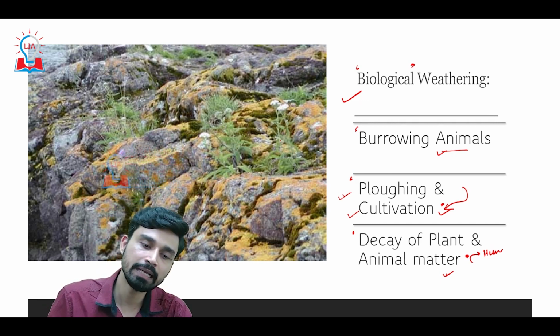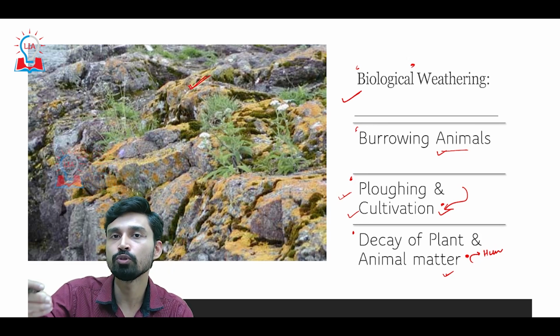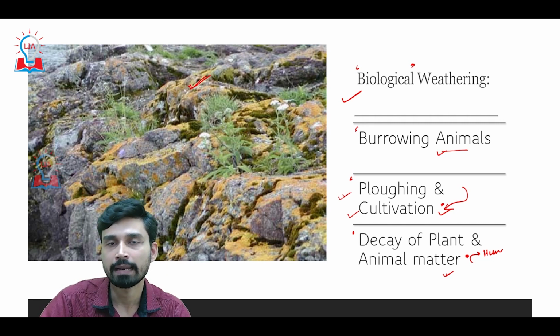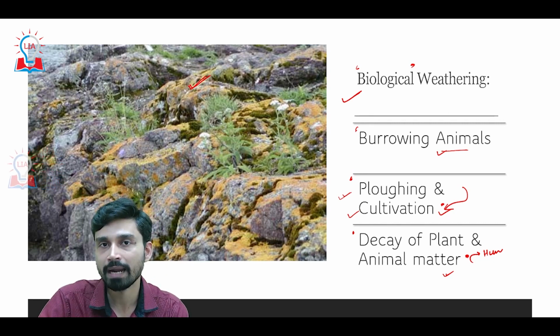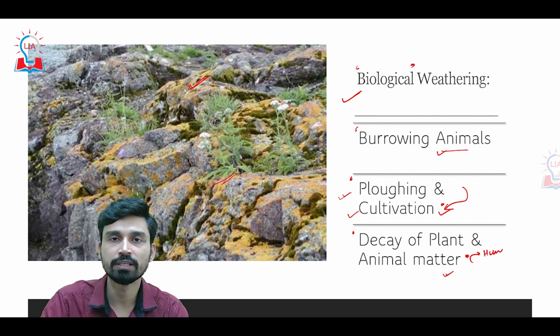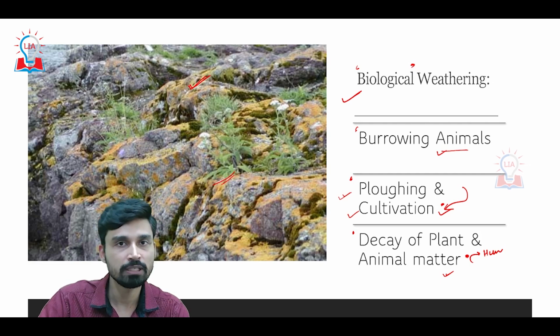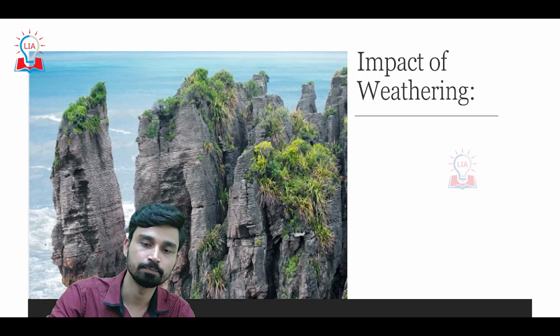Not only that, many times you might have seen that we have certain plants and trees whose roots grow deeper and deeper into the rocks, and as they expand in this rock layer, due to the pressure of these roots, the rock layers start to disintegrate and then start to fragment. That is also an example of biological weathering. So these are the three types of weathering: chemical weathering, physical weathering, and biological weathering.